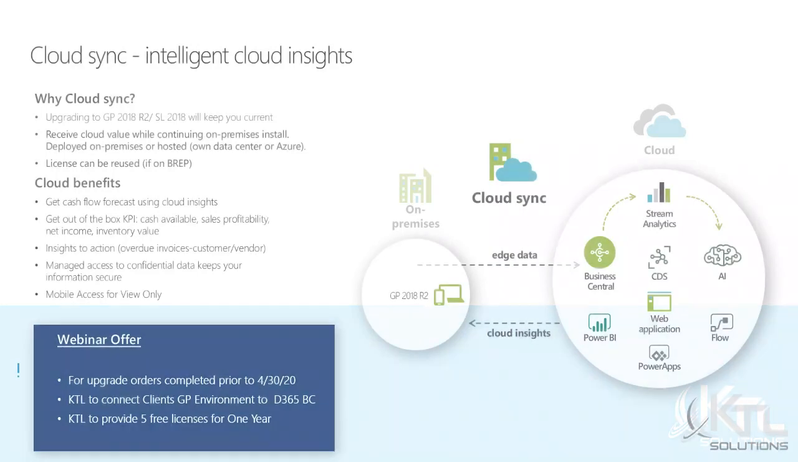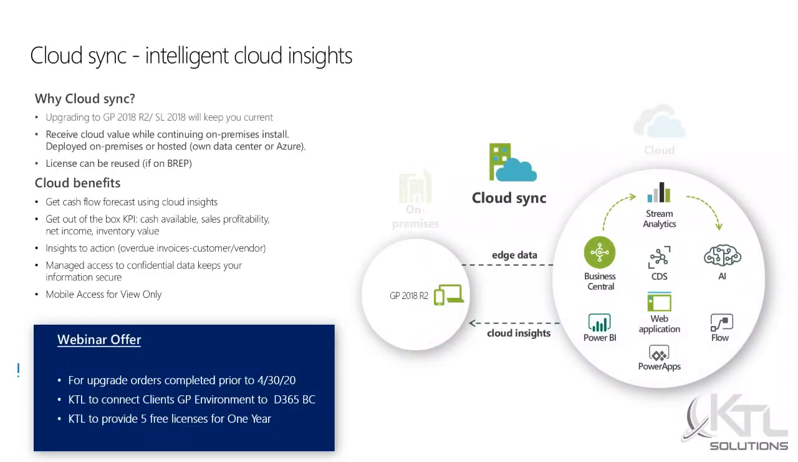Last thing I want to go through here is a special offer for the attendees viewing this webinar. For anybody that moves forward with an upgrade to the new version of GP, and we complete that prior to April 30th, we will set up the GP intelligent sync, connecting your client environment to BC, and include 5 free licenses for the year as a way for you to evaluate and take a look at Business Central, take a look at the cloud environment, if you think that is something that's in your future.